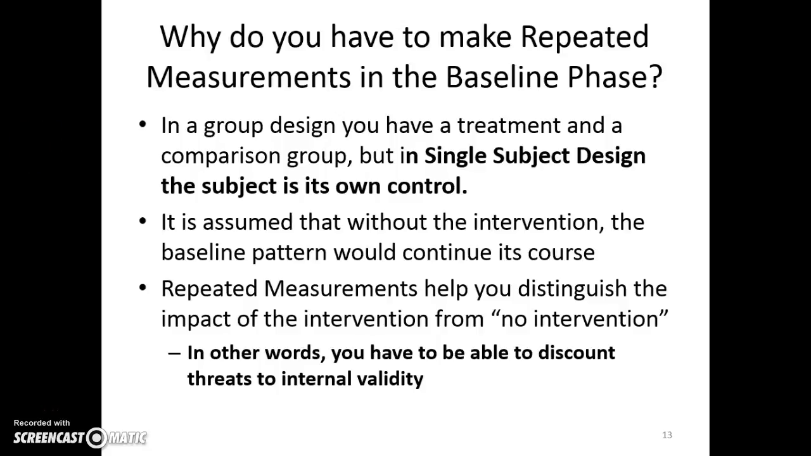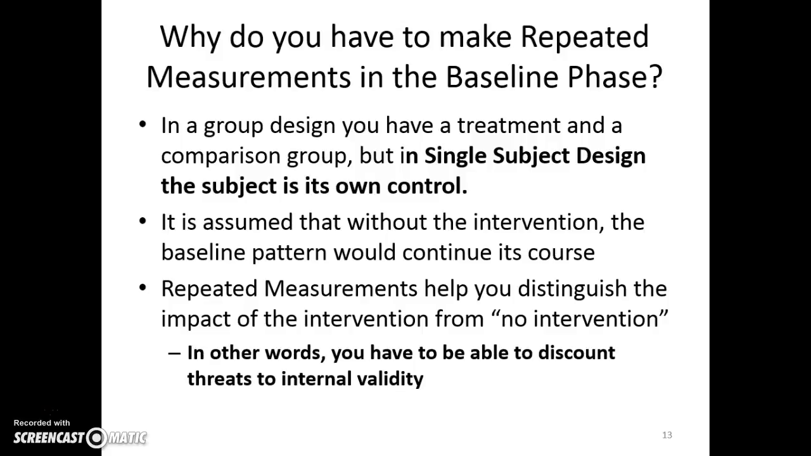So now that we've established that it is very important to have repeated measurements in the baseline phase, you may be asking yourself, why? Why is that so important? Remember that single subject design is set up kind of like experimental design, but it's a single subject. And remember, the important thing about experimental designs is that you have a control group, and so you're able to use a control group to eliminate a lot of the threats to internal validity.